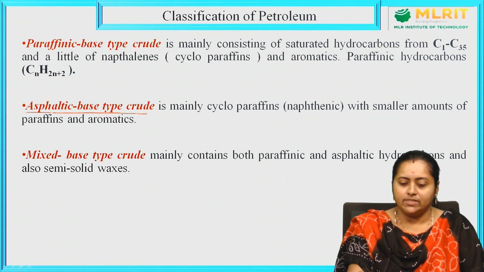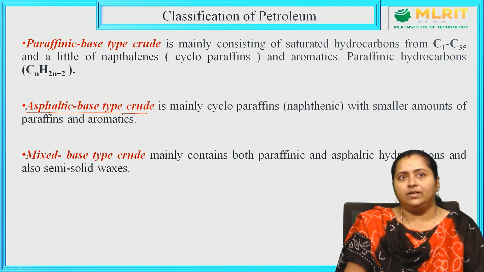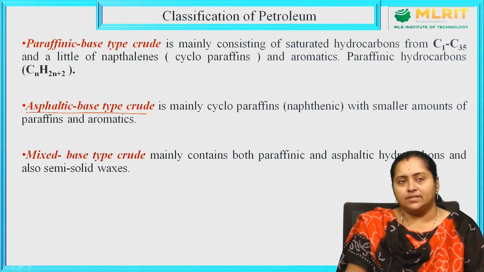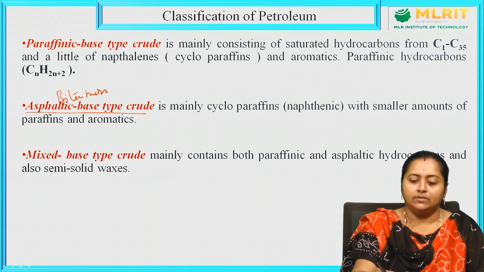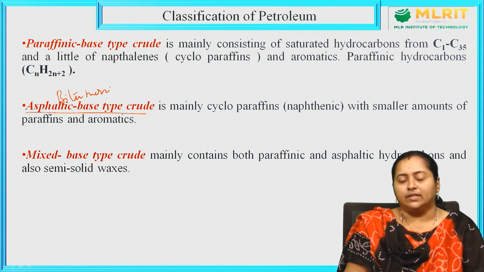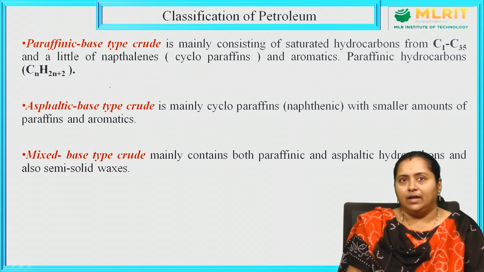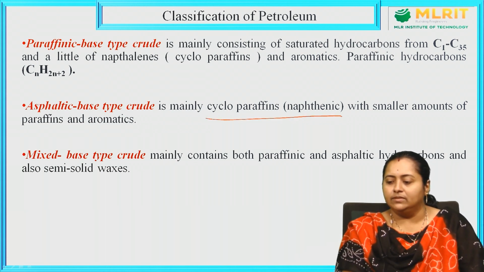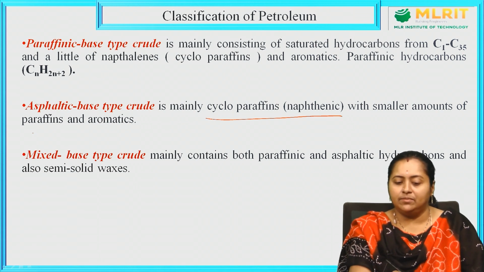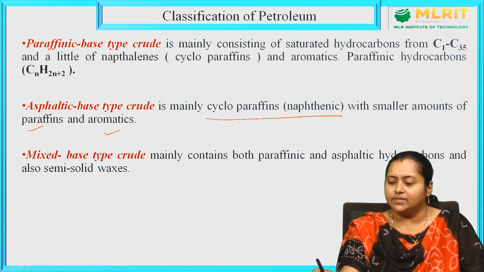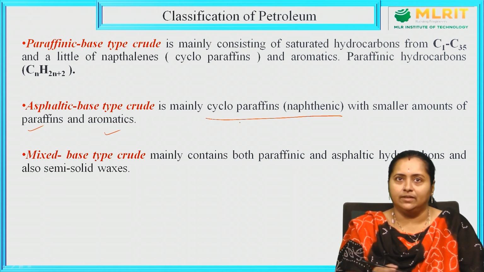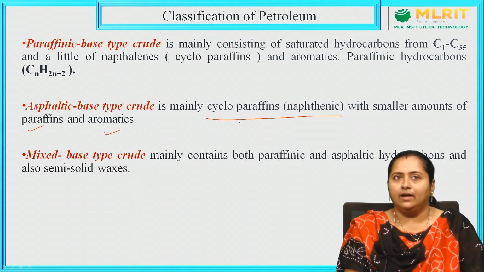Let us go with the next one, that is asphaltic base type crude oil. Asphalt is a kind of residual content obtained during refining of petroleum or crude oil. It is also called bitumen, or in general tar. It is used for construction of roads and so on. That is why it is named asphaltic base type crude oil, or bitumen. This type of crude oil has a main chemical composition of cycloparaffins, that is naphthenic based, and very small or trace amounts of paraffins and aromatics.